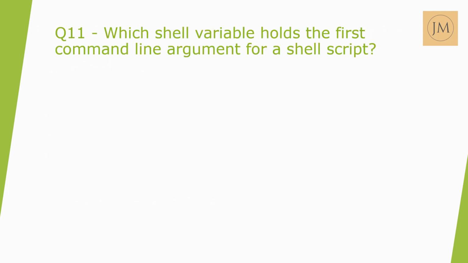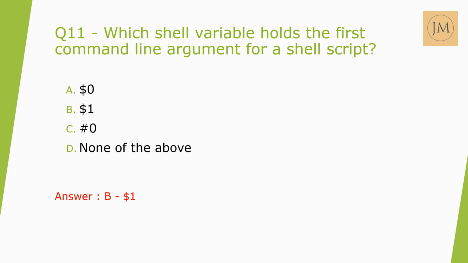Question 11, which shell variable holds the first command line argument for a shell script? So we have the options: A, $0, B, $1, C, #0, D, none of the above. So the answer over here is B, $1.